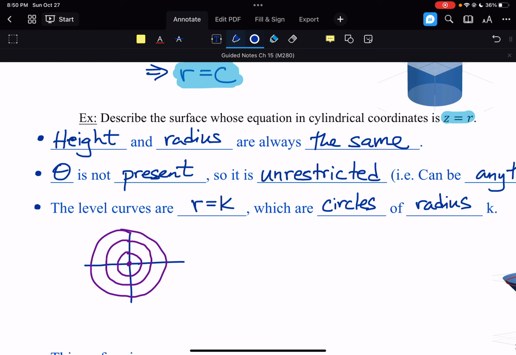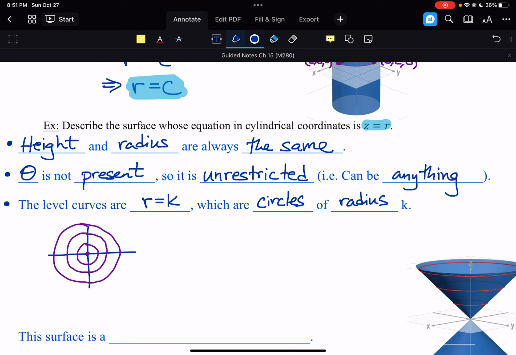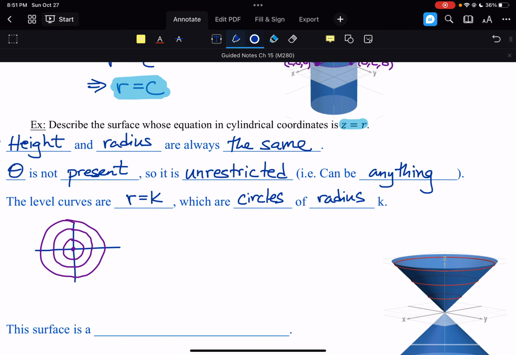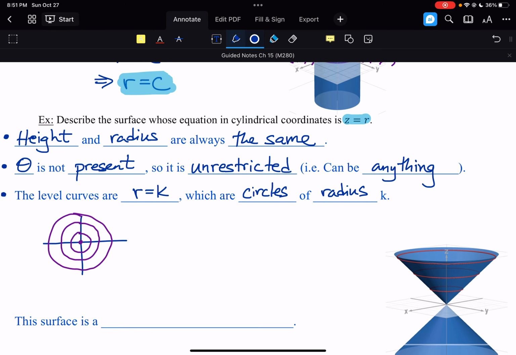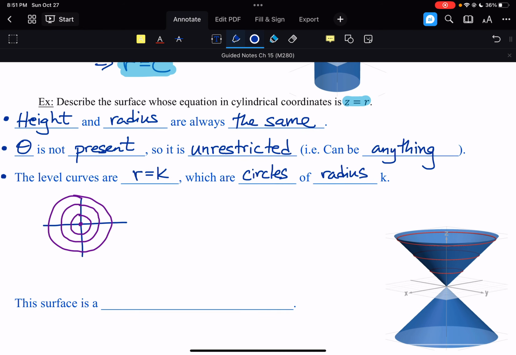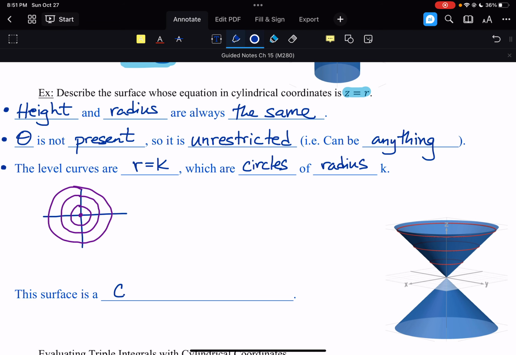So we have a circular shape that seems to be evenly spaced, right, as it's going up. The radius, width, and the height are the same at every point, and theta is going all the way around the entire circle. If we project those level curves, those contours, up onto the surface, we get something that looks like this. So you can see those circles project up, and you can see the surface that we have here is a circular cone.